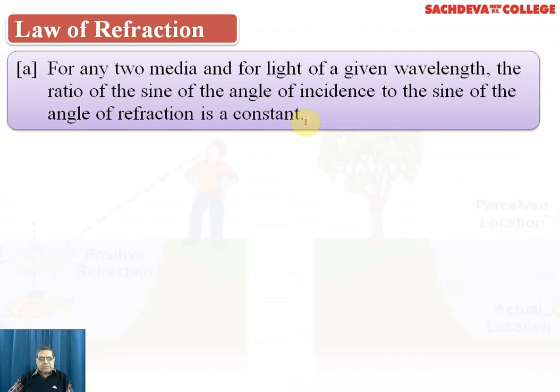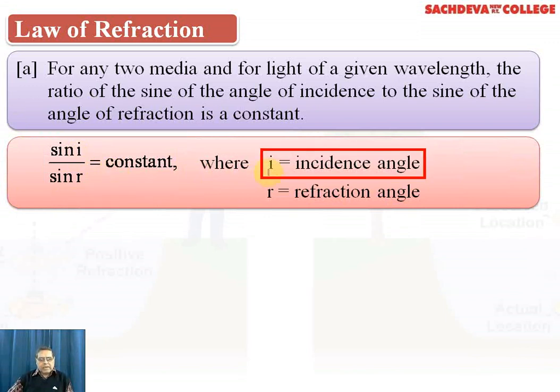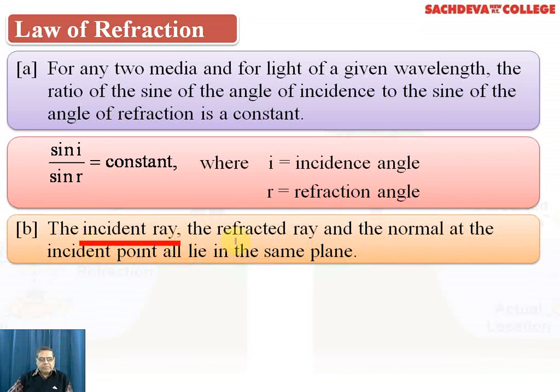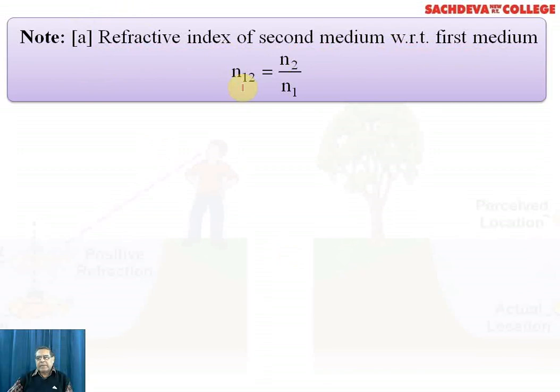If the wavelength changes, then the value of mu will begin to change. Sine i over sine r is constant, where i is the incidence angle and r is the refraction angle, and this constant is called the refractive index. The incident ray, the refracted ray, and the normal at incident point all lie in the same plane, as I have spoken earlier. The refractive index of second medium with respect to first medium is designated by n12. We can write also mu12, that is the refractive index of second medium with respect to first medium.